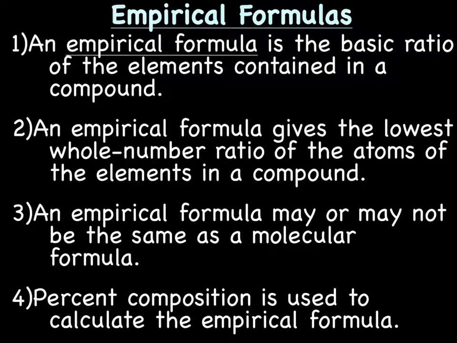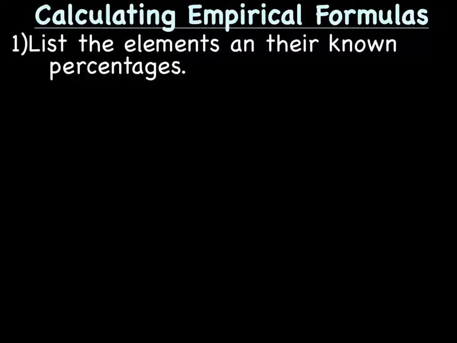All right, empirical formula. The empirical formula is the basic ratio of the elements contained in a compound. It gives the lowest whole number ratio of the atoms of the elements in a compound. The empirical formula may or may not be the same as the molecular formula. Percent composition is used to calculate the empirical formula. All right, so now, how do we do this?